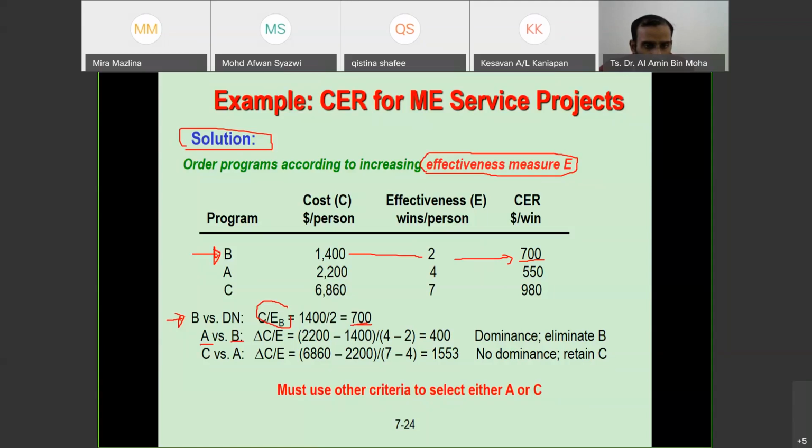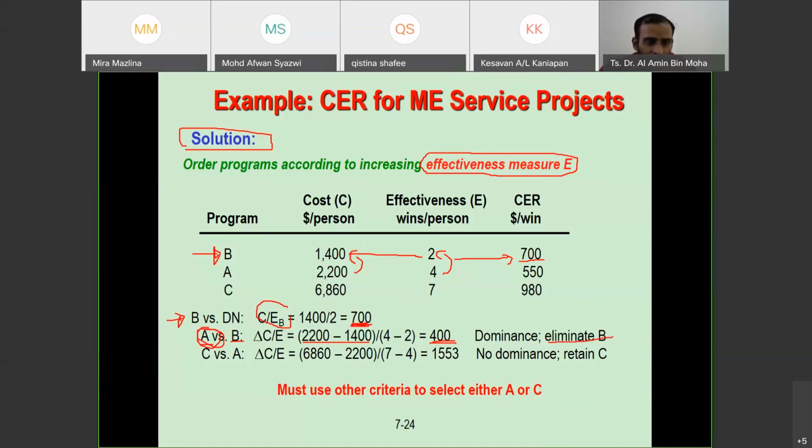When you compare A and B, you need to calculate the changes in C. This minus this, and then this minus this. You got 400. So for B and A, the change is 400. Which one is dominant? We said A is dominant here, because 400 is lower than 700. So A becomes the defender now, and we eliminate B.